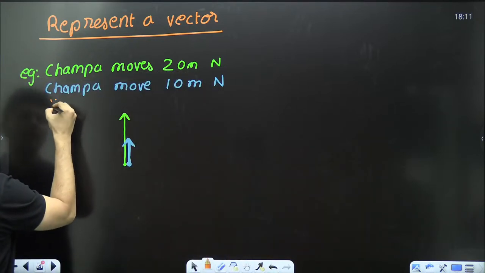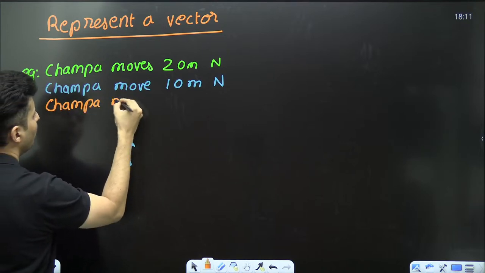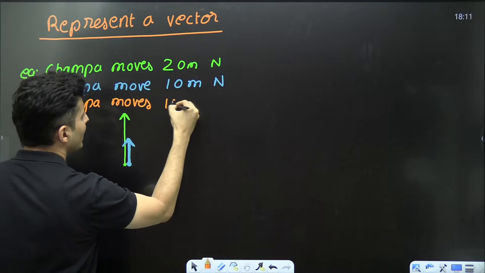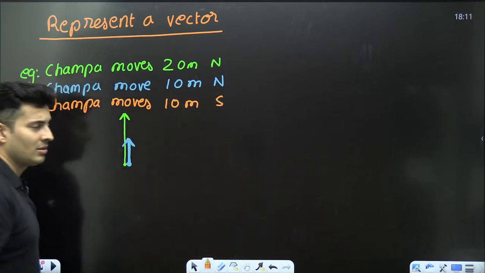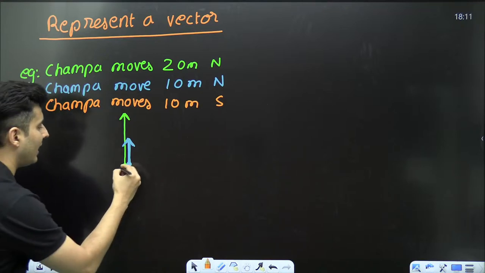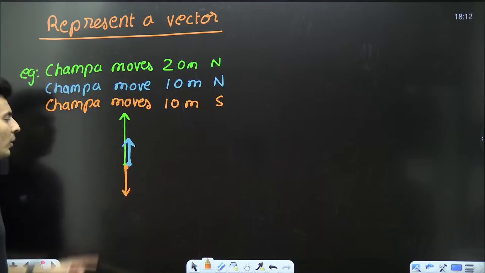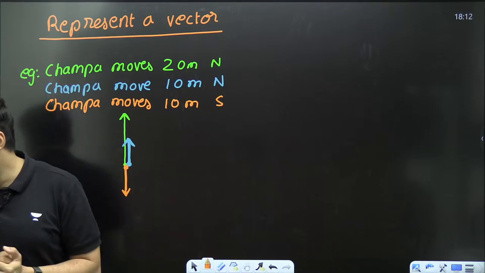If I tell you guys, Champa moves 10 meters south, and then exactly the same value but in the opposite direction. So you'll start from here, but you will go down like this. You will go down like this, right? This is how you will go.